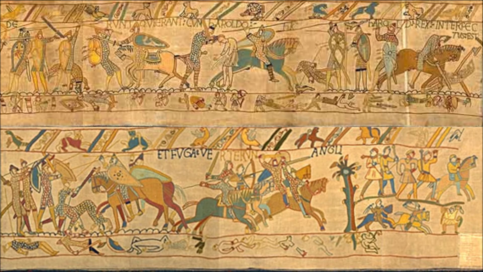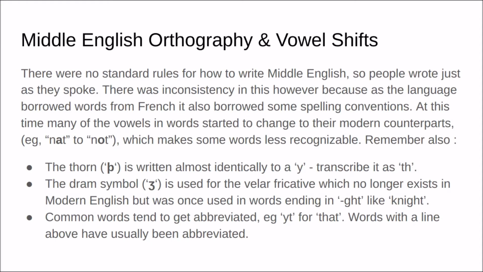At this time, vowels started to change slowly to how they're pronounced today, and so the language of this period is in the middle of Old and Modern English, hence the term Middle English. There were no standard rules for how to write Middle English, so people wrote just as they spoke. There was inconsistency in this, however, because as the language borrowed words from French, it also borrowed some spelling conventions. At this time, many of the vowels in words started to change to their modern counterparts.